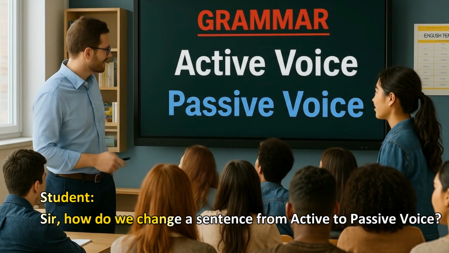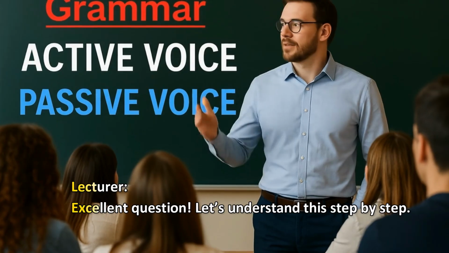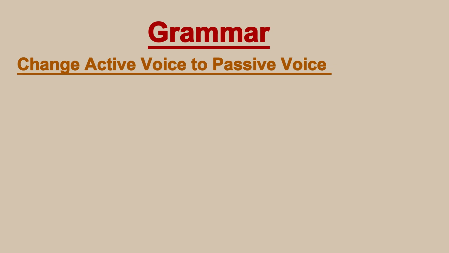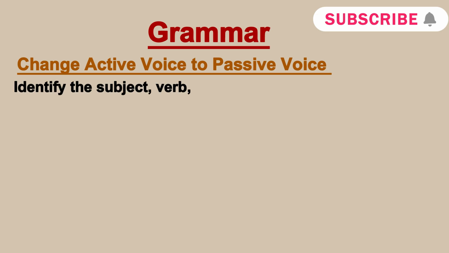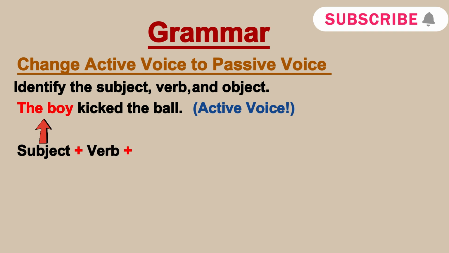Sir, how do we change a sentence from active to passive voice? Excellent question. Let's understand this step by step. How to change active voice to passive voice. 5 easy steps. Step 1. Identify the subject, verb, and object. For example, the boy kicked the ball. Subject, the boy. Verb, kicked. Object, the ball.